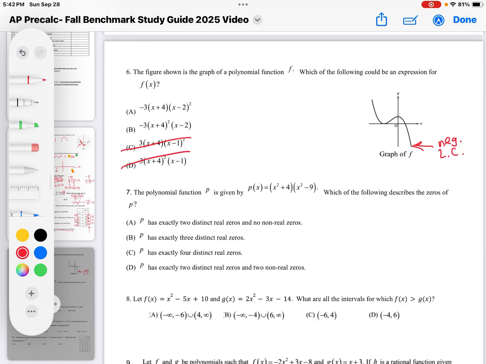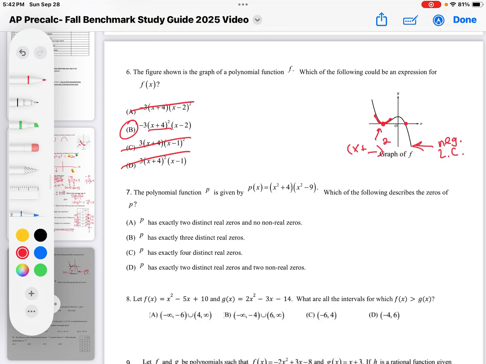To figure out which of the two that it should be, I'm going to look now at my x-intercepts. This x-intercept is going to be a negative number, so it's going to have x plus something. And because it kind of does a U-turn or bounces off of that x-intercept, I know it must also have a multiplicity of 2. So I need x plus something squared. And if I look at my remaining answer choices, I see that option B has x plus something squared. So B is your answer.